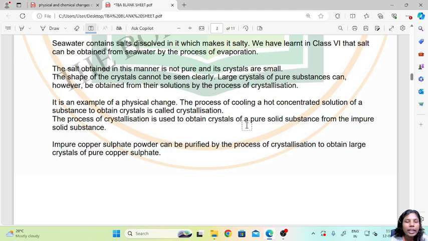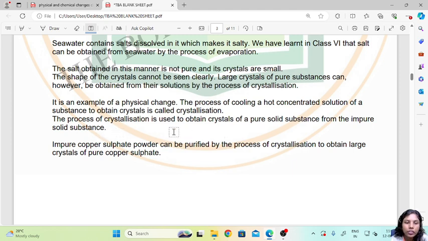So say you have a hot solution which is highly concentrated, say it has a high amount of salt in it. What you do is you eventually cool it. You can cool it at room temperature or you can even use an ice bath. In that case you will obtain the crystals much faster. So this process is known as crystallization.